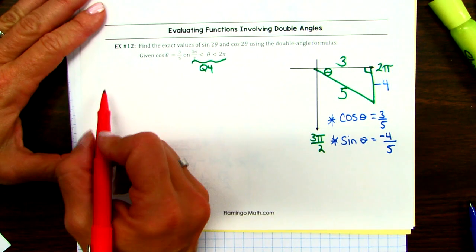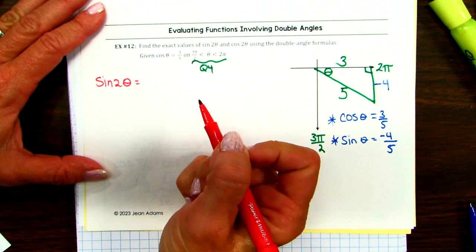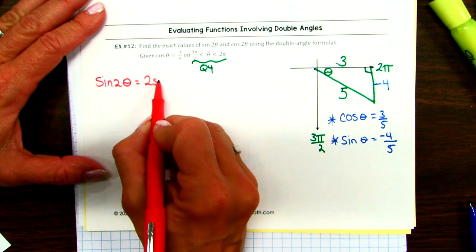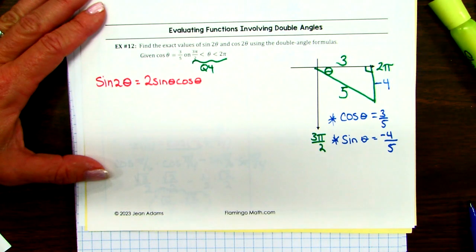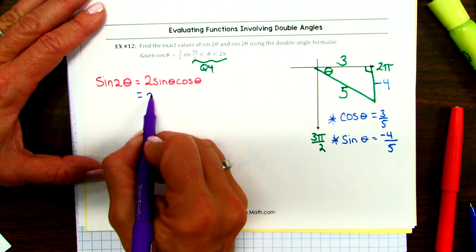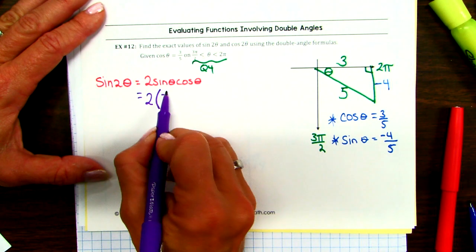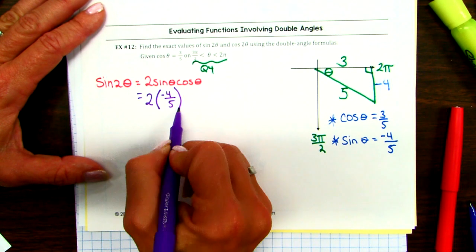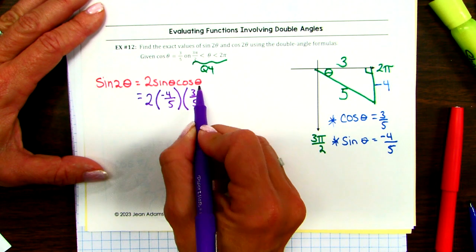So let's start with sine 2 theta. Rewrite it as 2 sine theta cosine theta. That's the formula. And let's just plug right in to the right-hand side. So 2 times sine of theta is negative 4/5. Cosine of theta, 3/5.